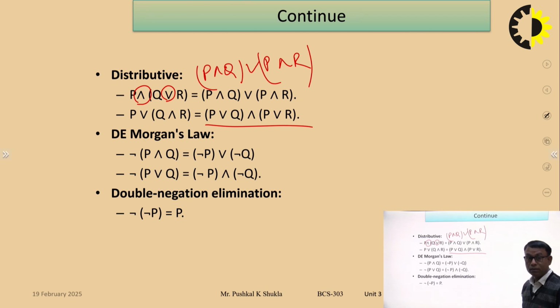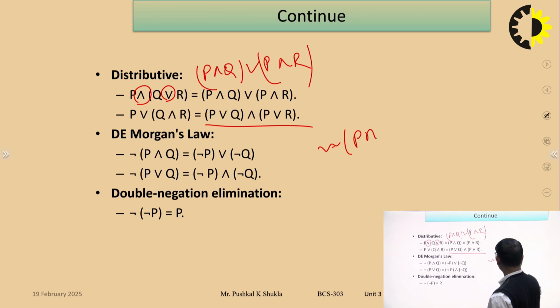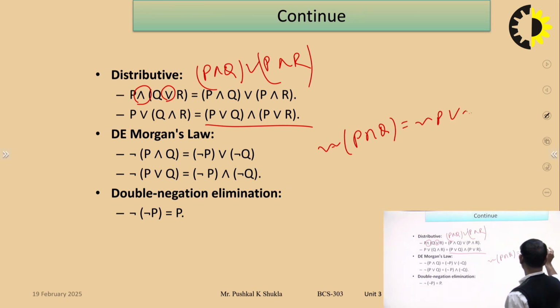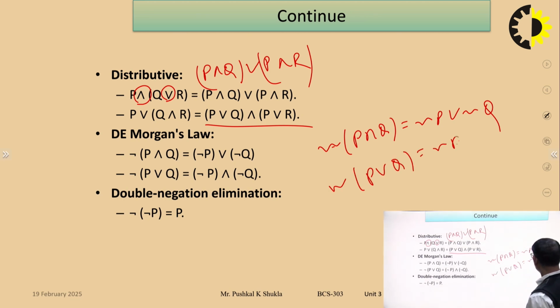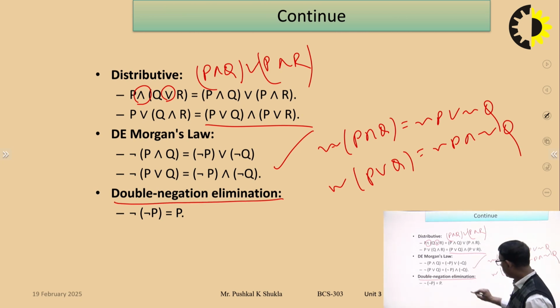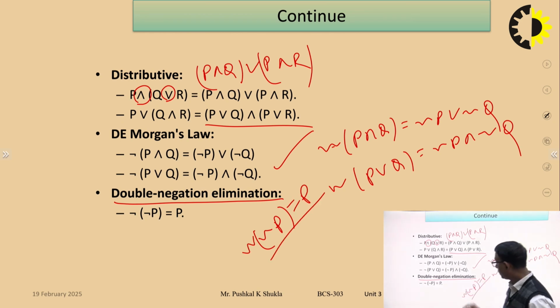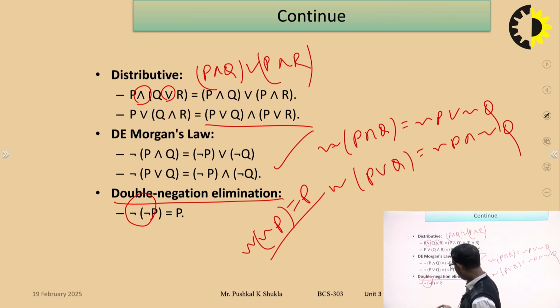De Morgan's law, a very important law: negation of (P and Q) is equal to negation of P or negation of Q. Similarly, negation of (P or Q) is equal to negation of P and negation of Q, which always holds true. Then double negation elimination: negation of negation of P is equal to P. This is double negation.